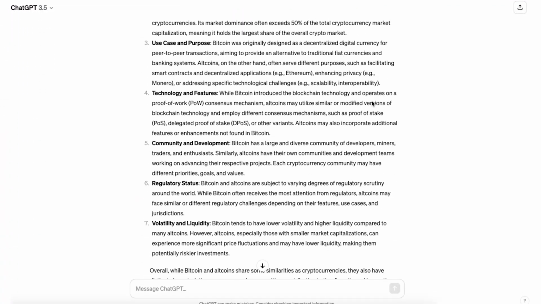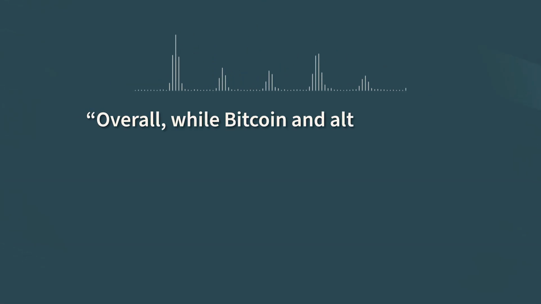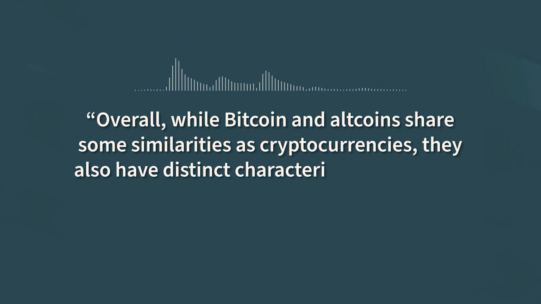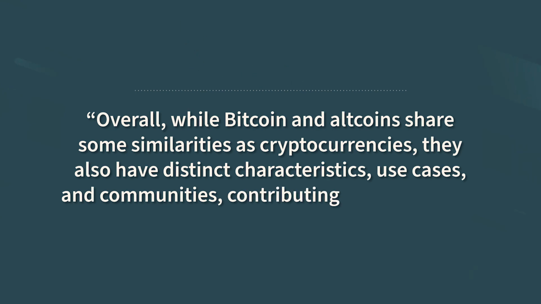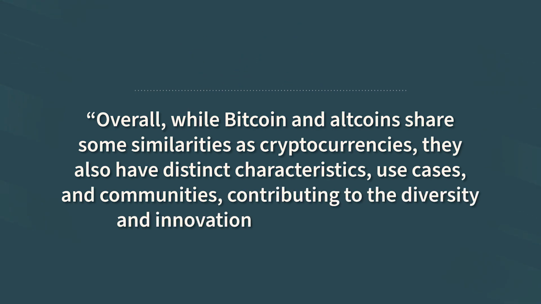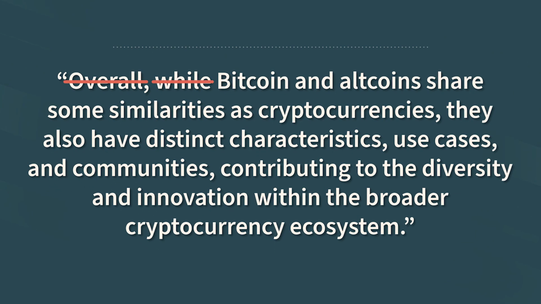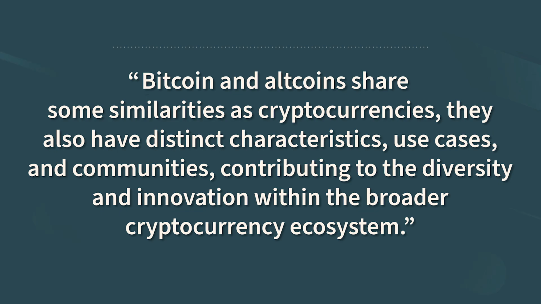No doubt you will get a list in return, which is also super helpful to cross-check your content with and maybe use a few points from. But what I love most is the summarizing paragraph at the end. Overall, while Bitcoin and altcoins share some similarities as cryptocurrencies, they also have distinct characteristics, use cases, and communities, contributing to the diversity and innovation within the broader cryptocurrency ecosystem. So, I removed the overall and while bit to get a great introductory paragraph for this teaching concept. See?